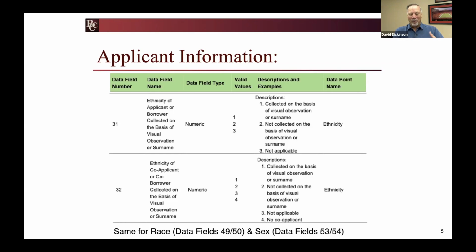Now, what you see on your screen has to do with the ethnicity, but you're going to find the same codes for race, in data fields 49 for the applicant, 50 for the co-applicant. You're going to find the same situation for sex, for the applicant and co-applicant, in data fields 53 and 54. That's the minutia kinds of things that we have to get into when we're auditing HMDA.